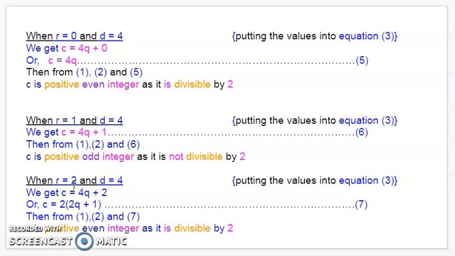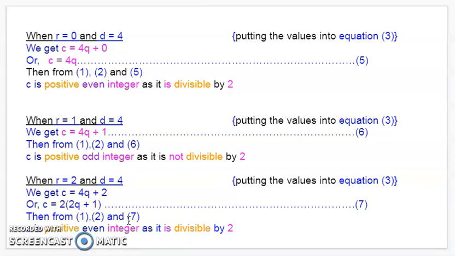Now the next one is when r equals 2 and d equals 4. These d will be fixed. Again I'm repeating that d will be fixed for varying values of r. So we get c equals 4q plus 2. Putting in the equation of the lemma, here we have 2 as common, so we write 2 as common, 2 twos are 4, so we write 2, and q left inside plus 1, 2 ones are 2.